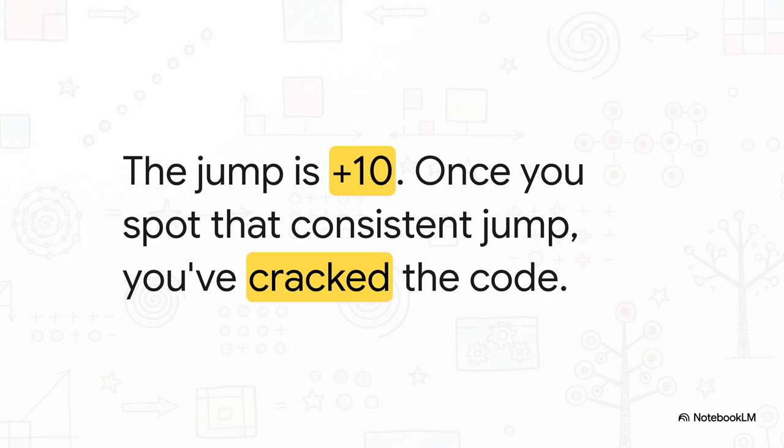1, 2, 3. The jump is +1. Or 100, 200, 300. The jump is +100. What about 7, 14, 21? The jump is +7. The key thing is once you spot that consistent jump, you've cracked the code. You are totally getting the hang of this.